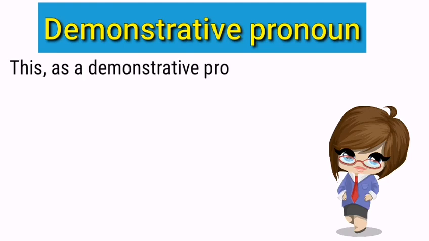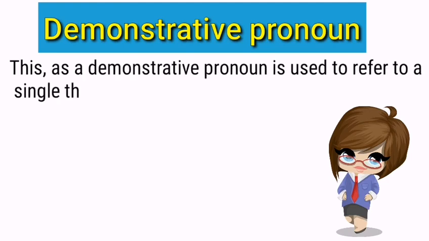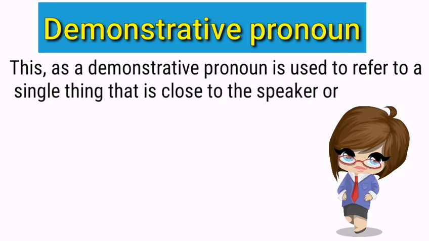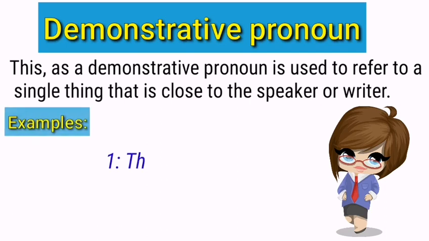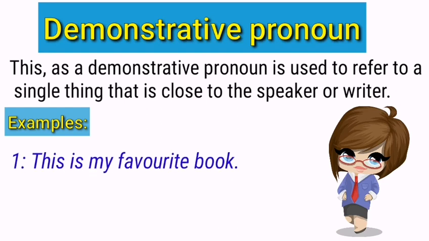This, as a demonstrative pronoun, is used to refer to a single thing that is close to the speaker or writer. It can be used to point to something that is near to a speaker. Actually, it is used to point to something that is near to the speaker and that must be a singular one. Just look at these examples. This is my favorite book. Just look at this example, the word, this, is a demonstrative pronoun because it points to a single book.